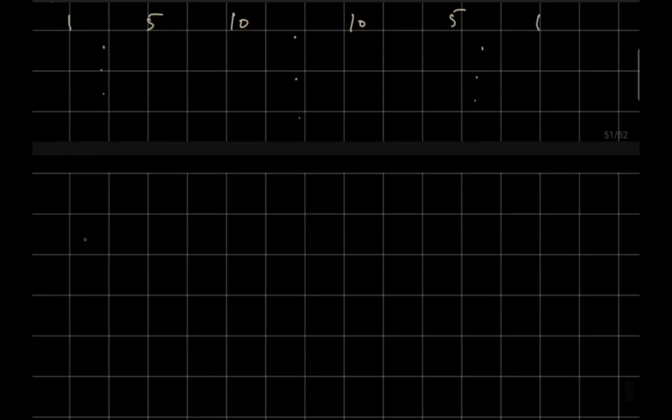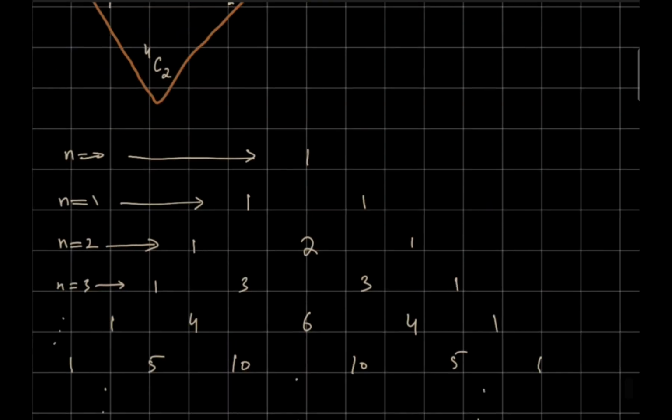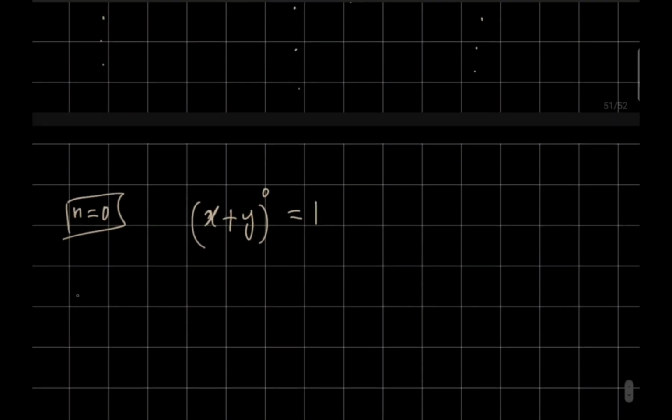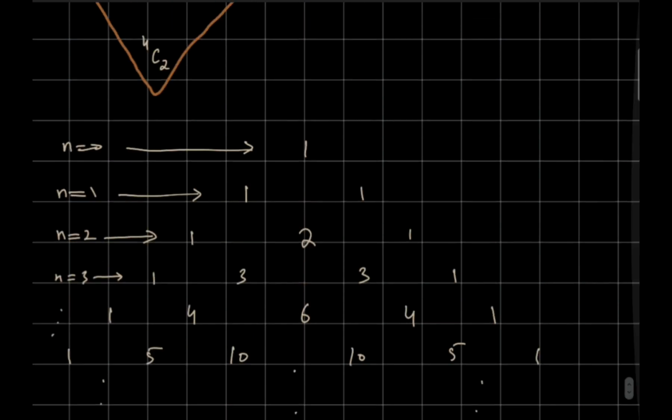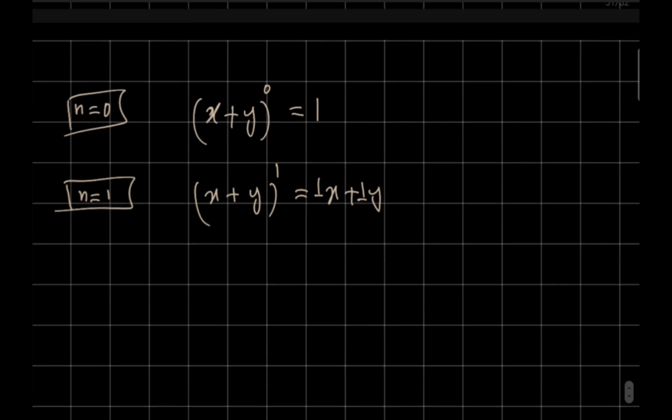So for n is equal to, sorry, n is equal to 0, x plus y to the 0 is 1. So we are getting the first coefficient, which is 1. So no problem. Let's do for n is equal to 1. We have x plus y to the 1, which is x plus y. So the first coefficient is 1. Second coefficient is also 1. Here we have two coefficients which are 1 and 1. So we have no problem.